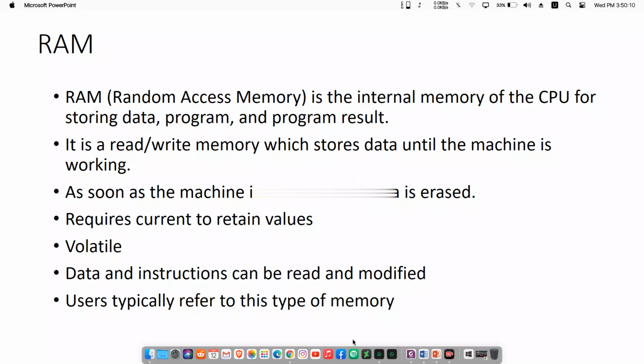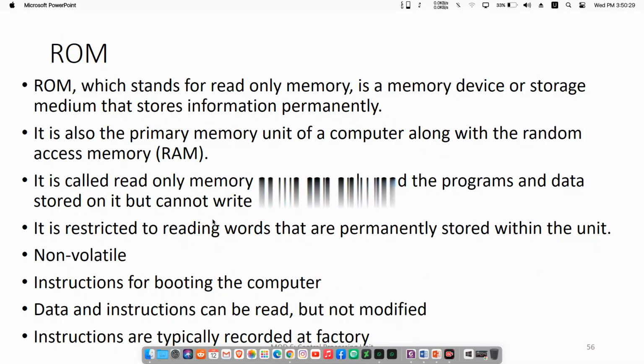Now, what is a RAM? We have already explained that. ROM stands for read-only memory, and it is a storage medium that stores information permanently. So the ROM helps to store some data permanently on the computer, and therefore it is also called the primary memory unit storage point. It is called read only because we can only read, but we cannot write or make any modifications to the data stored in the ROM. So it is mostly restricted to read-only words that are permanently stored within the CPU.